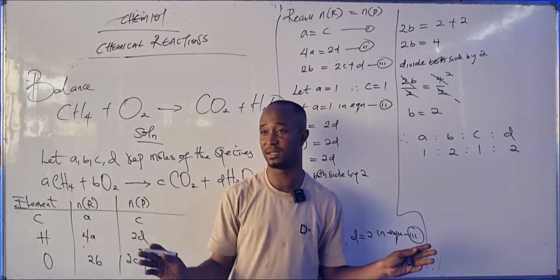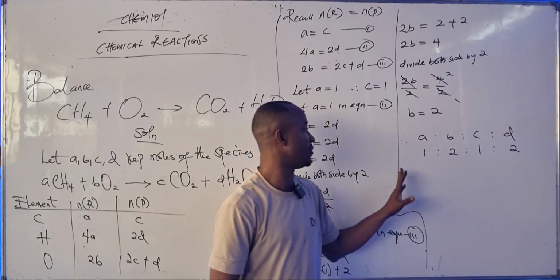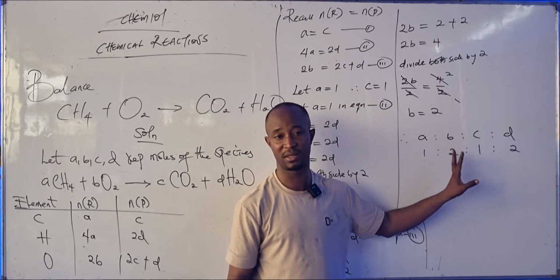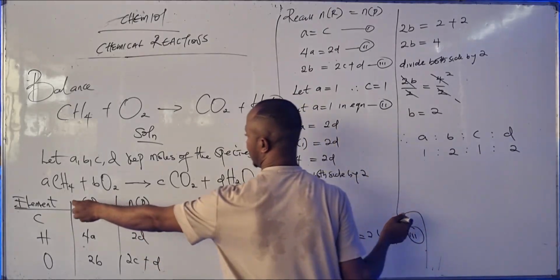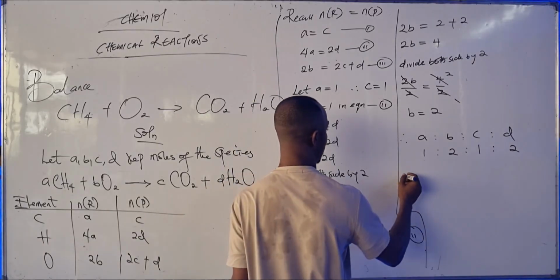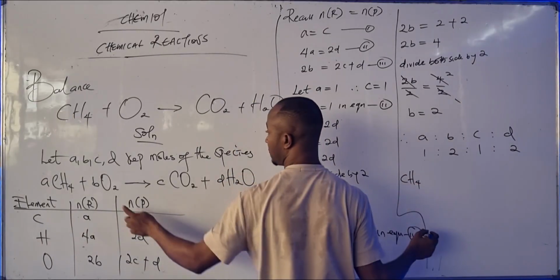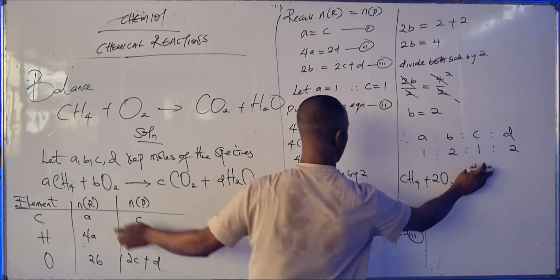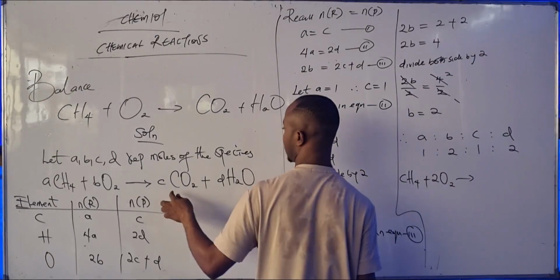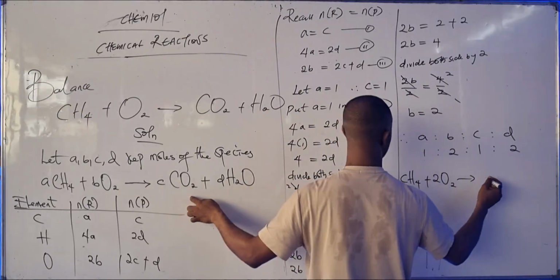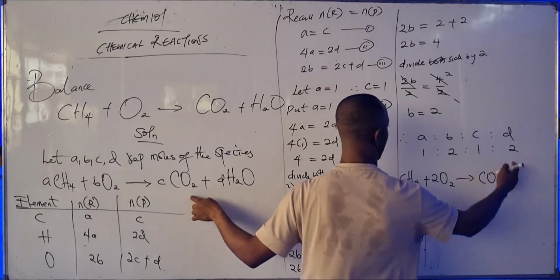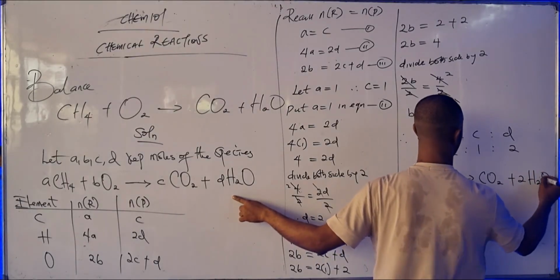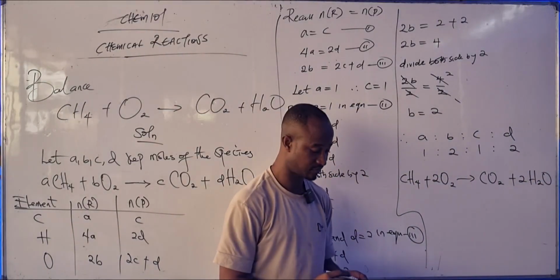This makes the work easy. I won't start saying let's multiply through by any factor here, because all of them are whole numbers. Are you there? Therefore, let's put the values here. A is 1, so we have CH4. What's B? 2, so we have 2 O2. What's the product here? C is 1, which is CO2. What's D? 2 H2O.